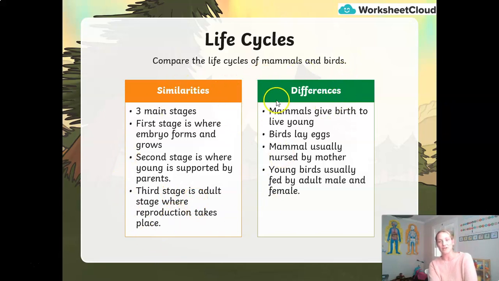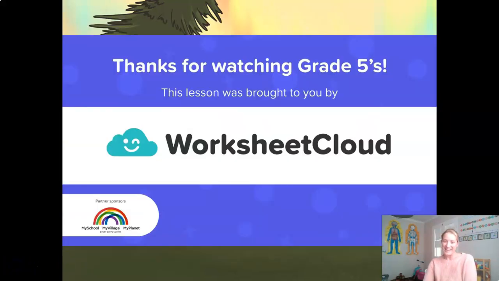If we come over here and look at the differences, mammals give birth to live young, except for that duck-billed platypus, whereas birds lay eggs. Mammals usually are nursed by their mother. Remember that nursed means given milk that the mother has produced, whereas young birds are usually fed by both parents, by both the male and the female. Okay, so you can now take this and do that to compare to other animals in the table if you wish to do so. Okay, so that concludes our lesson on life cycles of animals today.